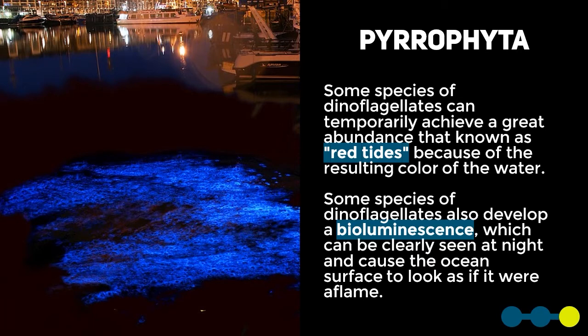Some species of dinoflagellates can temporarily achieve a great abundance, known as red tides, because of the resulting color of the water. Some species of dinoflagellates also develop a bioluminescence, which can be clearly seen at night and cause the ocean surface to look as if it were aflame.